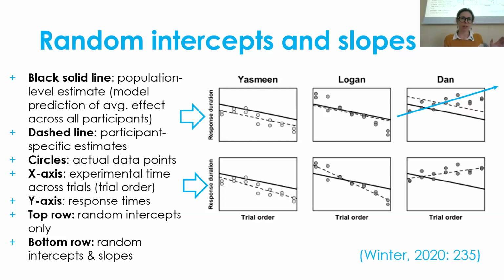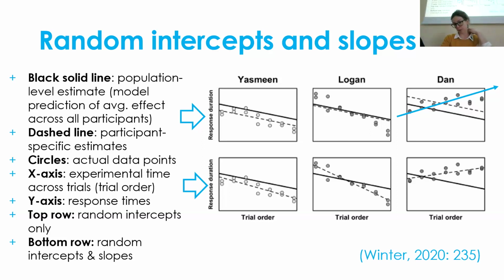This is because on the top rows, we only allow the intercepts to change. So what is an intercept? The intercept, in terms of the visual representation of the data, is nothing but where your prediction line hits the y-axis, the vertical axis. You can see that in Yasmin's case it is here, in Logan's case it is much closer to the line of overall fit, and in Dan's case it is above. But what is key is that these dashed lines are always parallel to the black line. They will change in where they hit the vertical axis, but their angle is not allowed to change.